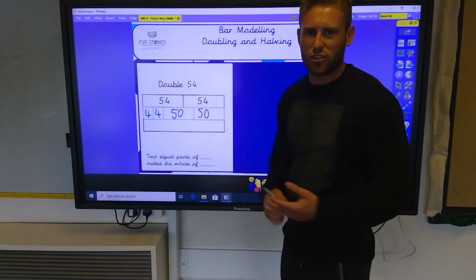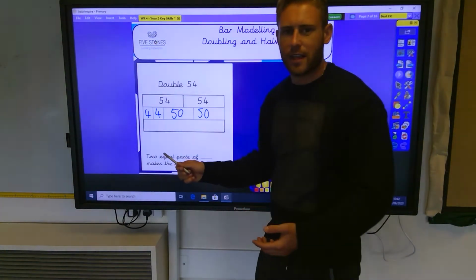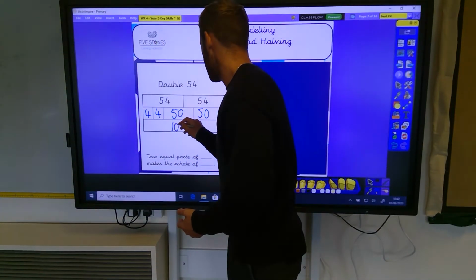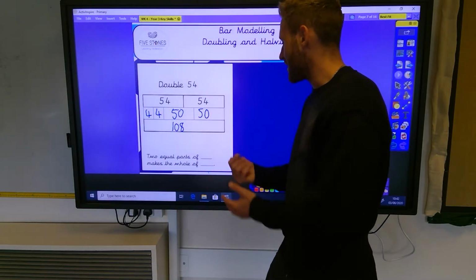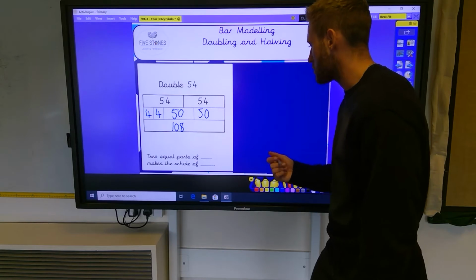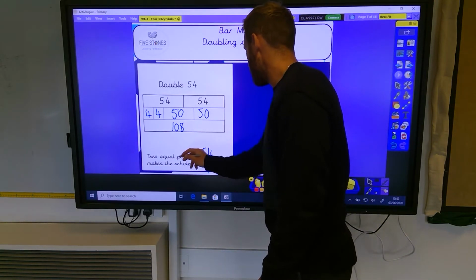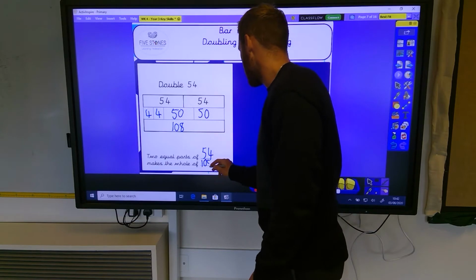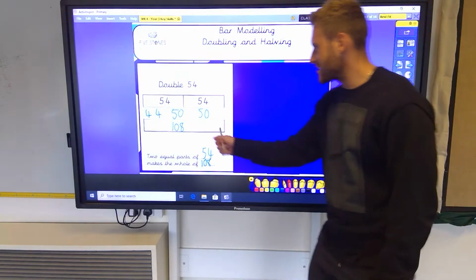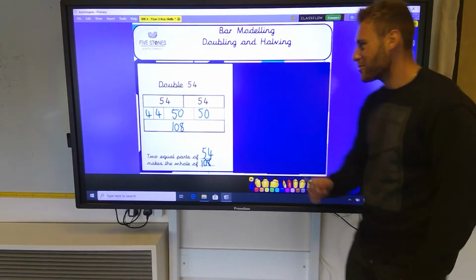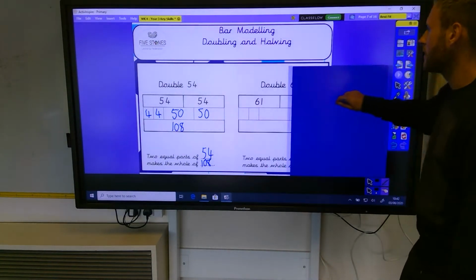I know 50 and 50 is 100. 100, 4 and 4 is 8. 108. Great. That was so easy because I partitioned it into smaller parts. 2 equal parts of 54 makes the whole of 108. Fantastic. Thank you for your help. Now you're left alone. It's your turn. Off you go.